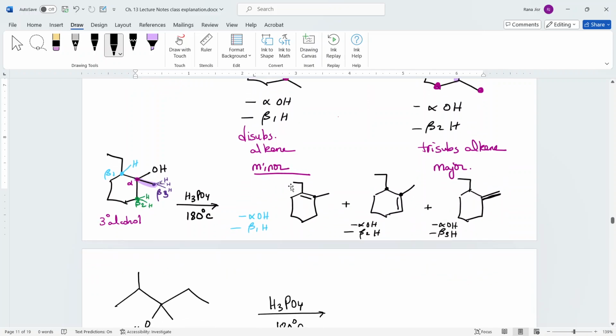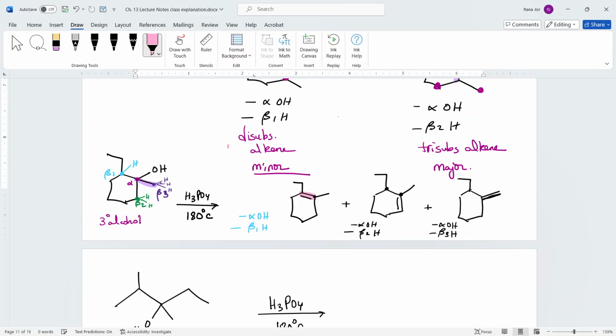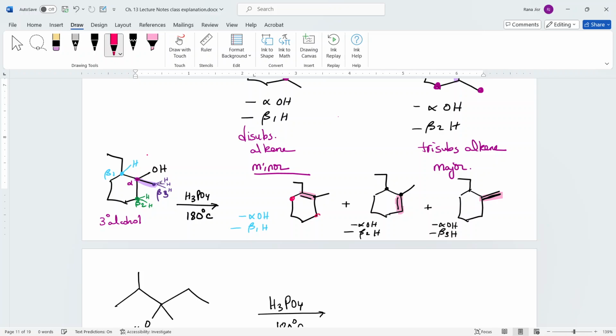So which one is the most substituted alkene? Again, you are to locate your alkene and see the degree of substitution of each one of them. Let's go ahead and locate the carbons around the alkene. So around this alkene, I have 1, 2, 3, and 4. So this one is a tetra substituted alkene. Around this alkene, I have 1, 2, and 3 carbons. This one is a tri substituted alkene.